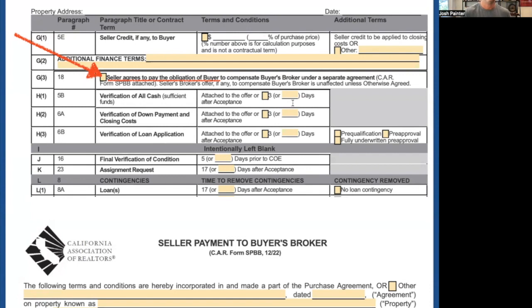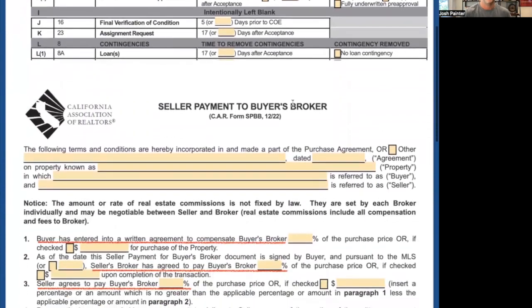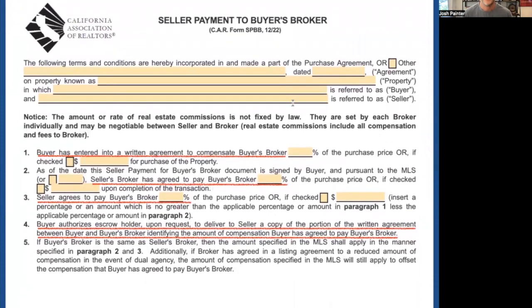All right. So we're going to look at the actual form and see what the form actually says. I underlined the important things here. The first thing is buyer has entered into a written agreement to compensate the buyer's broker. What does that mean? It means your buyer has signed an exclusive contract agreeing to pay the buyer's commission. So the first question you should be asking is, is this true? Did the buyer enter into a written agreement to pay my commission as a buyer's agent? Probably not. So automatically you shouldn't be including this.